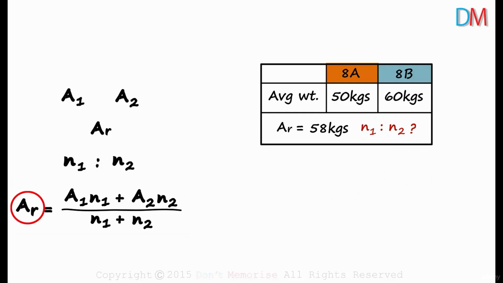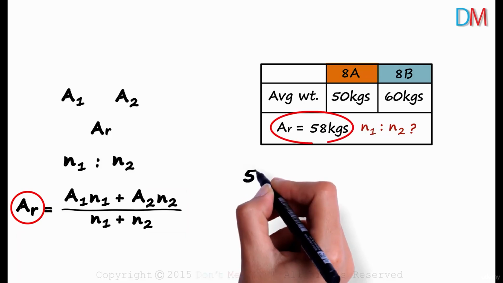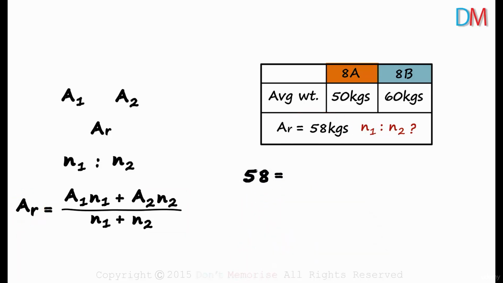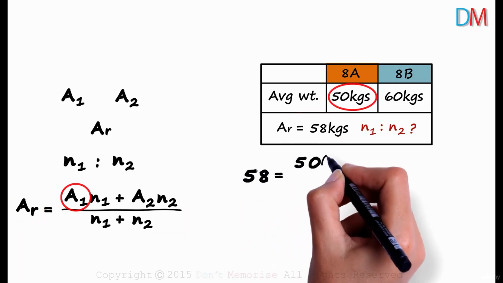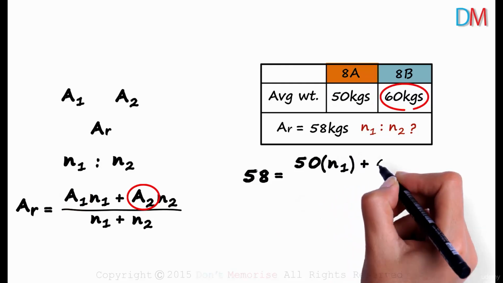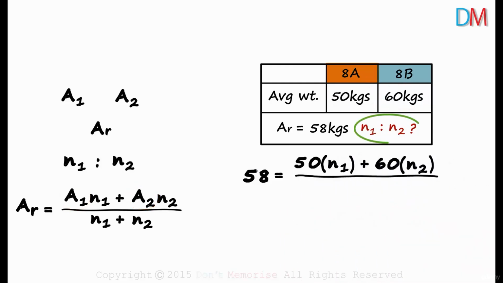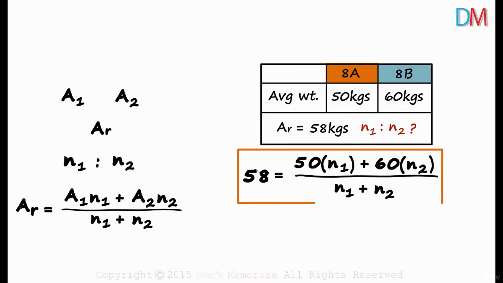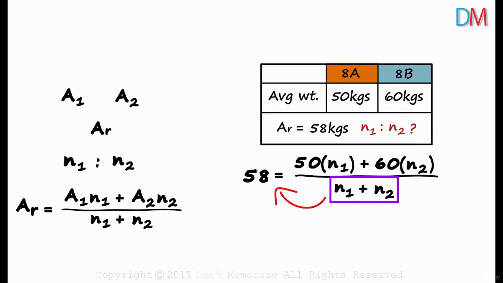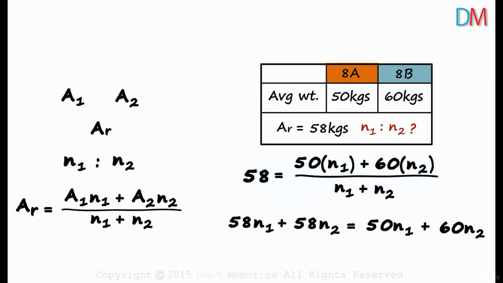We have been given the resultant average of Class 8 as 58 kilograms. And we have been given A1 as 50 kilograms and A2 as 60 kilograms. And we don't have N1 and N2. Is this enough to find the ratio N1 to N2? Let's give it a try. Transposing this to the left-hand side, we get this. To get the ratio N1 to N2, let's keep N1 on the left-hand side and N2 on the right.